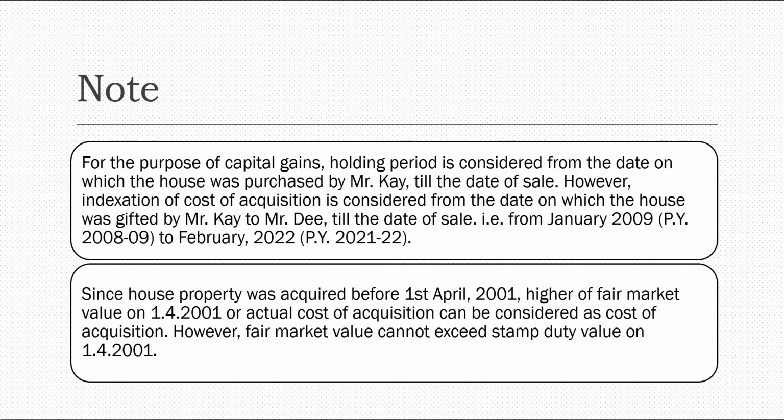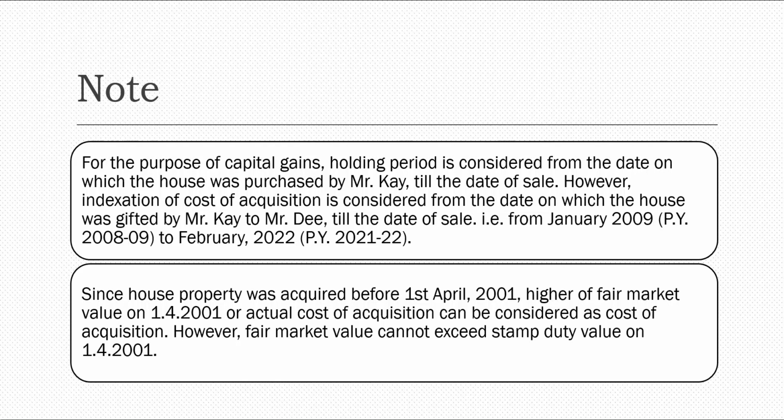For the purpose of capital gains, holding period is considered from the date on which the house was purchased by Mr. K. However, indexation of cost of acquisition is considered from the date on which the house was gifted by Mr. K to Mr. D till the date of sale. That is from January 2009 to February 2022. So ये तो हो गया पहला. हमने जो लिया है अपना जो परचेज प्राइस है और indexation benefit also starts from there.